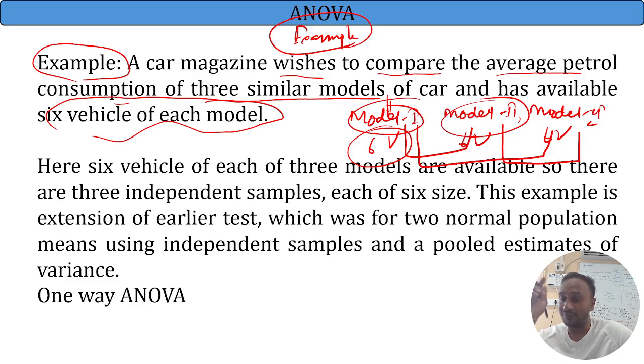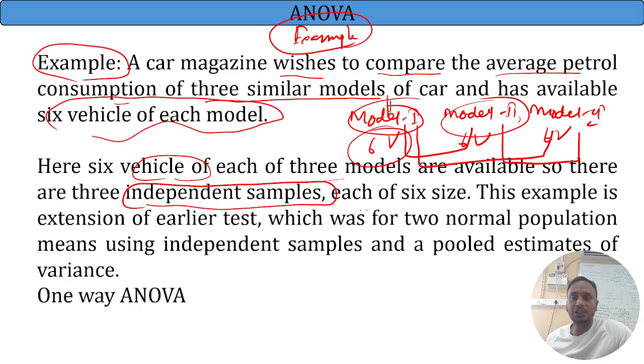In that case, we could go with the t-test, but it is better to consider within the group and between the group, so that we can get better confidence in the statistical inference for that particular test. So here we have vehicles of each of three models available. So there are three independent samples, each of size six.